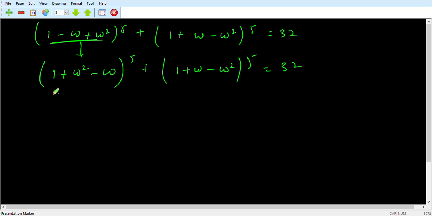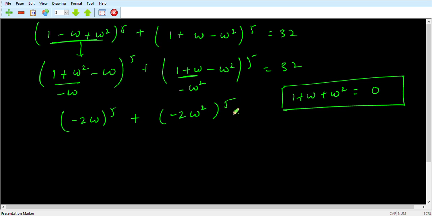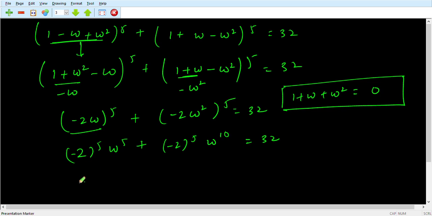As we know, in our properties we have gone through the idea 1 plus omega plus omega to the power 2 is equal to 0. So 1 plus omega square will give me minus omega, and 1 plus omega will give me minus omega square. So this will give me minus 2 omega to the power 5 plus minus 2 omega square to the power 5, that is equal to 32. So this will give me minus 2 to the power 5 omega to the power 5 plus minus 2 to the power 5 omega to the power 10, that is equal to 32. So this will give me the result minus 32.